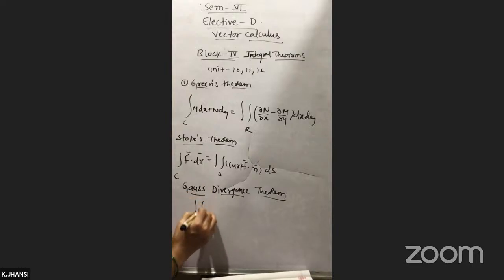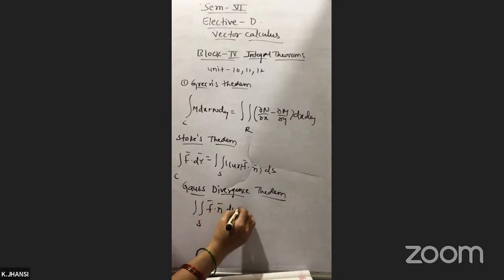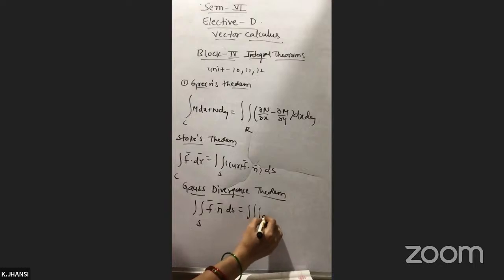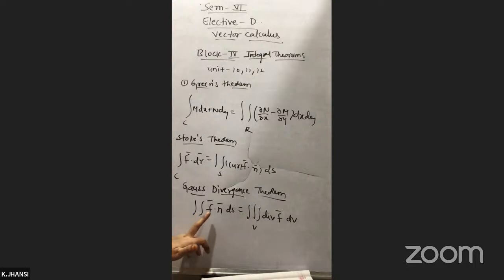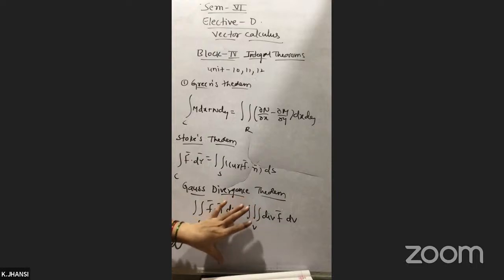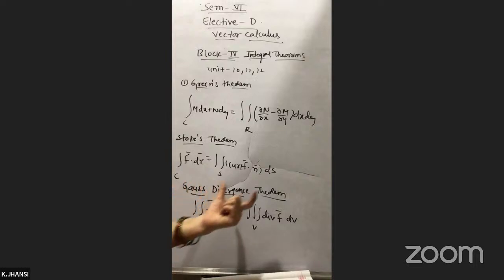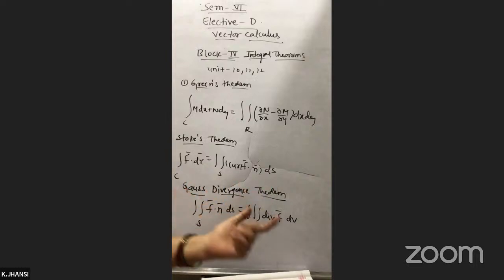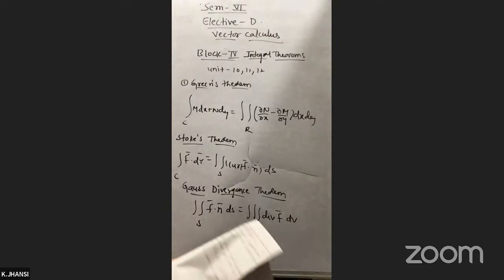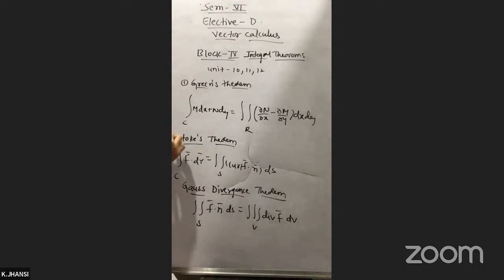That is, double integration over S of f dot n into ds is equal to triple integration over V of div f into dv. Okay. So f dot n is the surface integral and this is the volume integral. The relation between these two gives the Gauss divergence theorem, and the question will be asked, state and prove the Gauss divergence theorem or verify the Gauss divergence theorem. So these three theorems are very important.